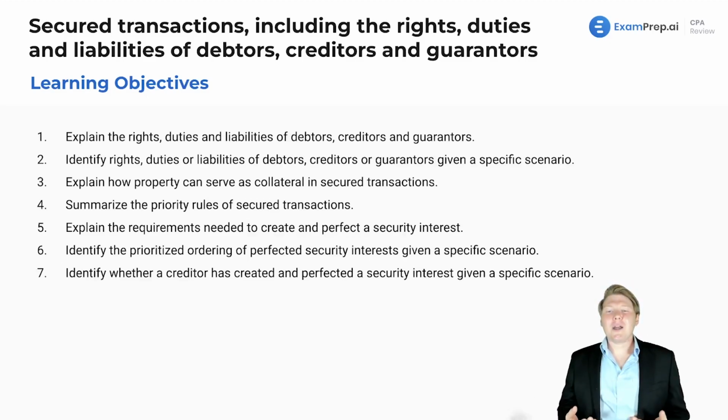We also want to summarize the priority rules of secure transactions. And this is something we'll also see when it comes to our bankruptcy. What's the order of priority? Who gets to go after the collateral first? Because maybe you've got multiple parties in on one transaction.